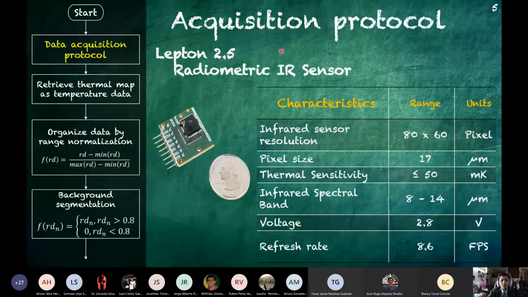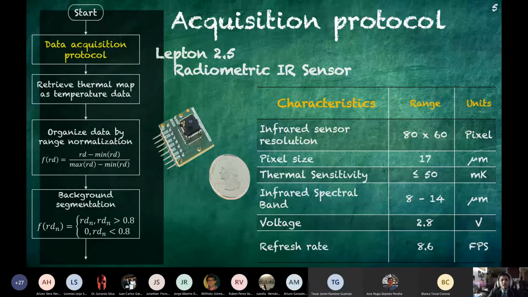So for a start, the acquisition protocol. The sensor we use is the Lepton 2.5 radiometric IR sensor. The resolution of this equipment is 80 by 60 pixels. The pixel size is 17 micrometers, and this sensor has the capability of measuring the infrared spectrum from 8 to 14 micrometers. The special feature of this sensor is that it is possible to retrieve the radiometric data in order to estimate the temperature in the frame region.